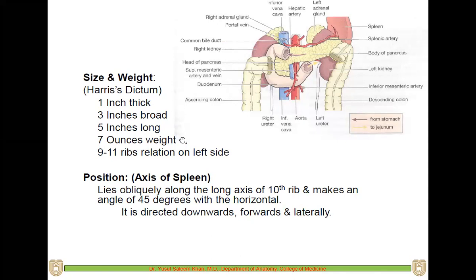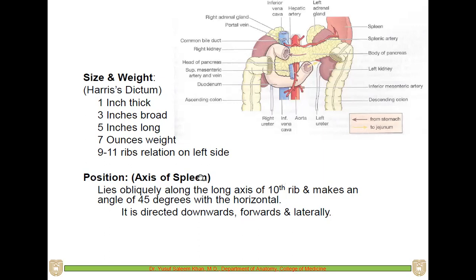Then the weight will be around 7 ounces. And it lies between the ninth and 11th rib. It is sitting along the 10th rib, between the ninth and 11th rib, in the same plane as the ribs. So this is the Harris dictum, 1, 3, 5, 7, 9 and 11: 1 inch in thickness, 3 inches in breadth, 5 inches in length, 7 ounces in weight, and it is related to the ninth and 11th ribs.